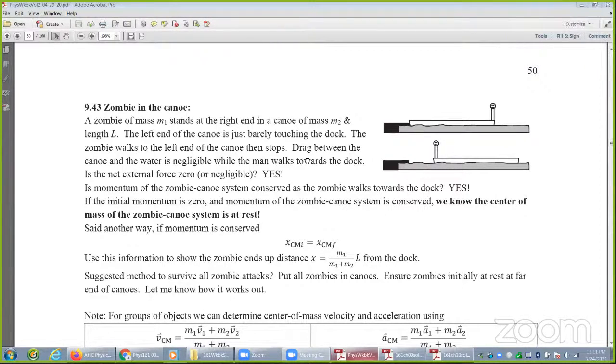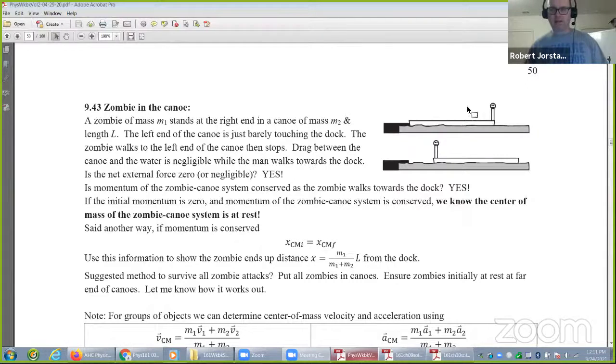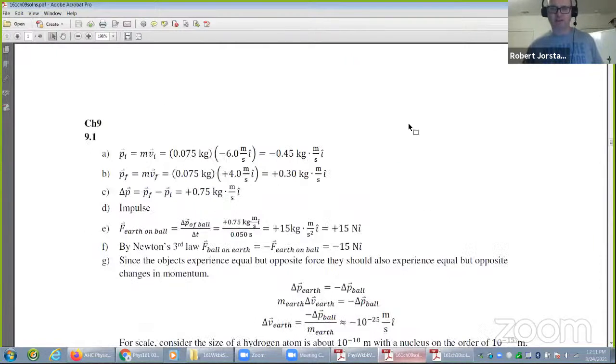So if the canoe has moved, shouldn't the center of mass have moved as well? No. And so let's see if we could actually figure this out. Let's look at the solution just to save some time. And I hope I drew the pictures in there.